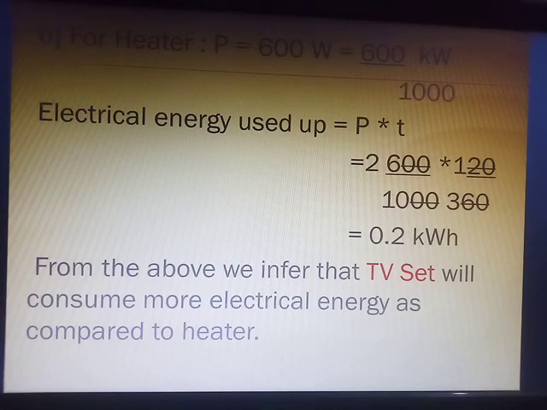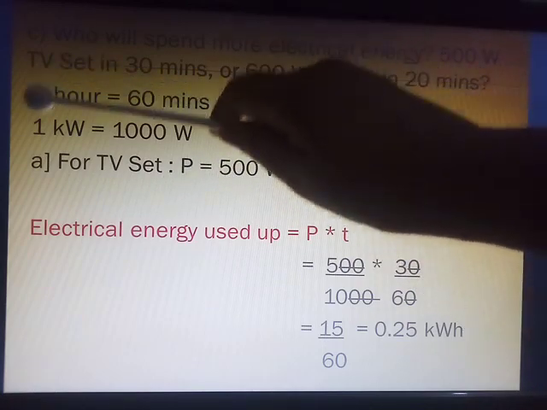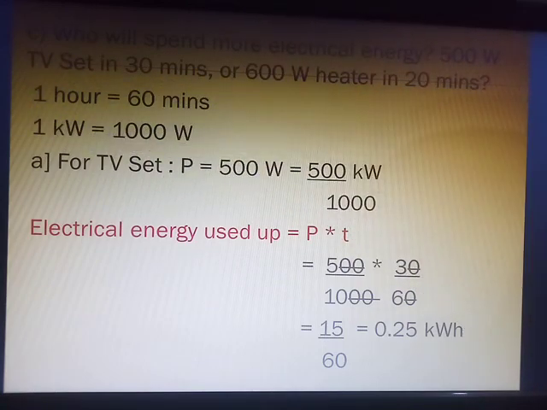So I hope all of you have jotted down the main points, the main steps. Once again I go back to that sum. For TV set, first you have to show what conversions you are going to use. Accordingly you are going to do the conversions.